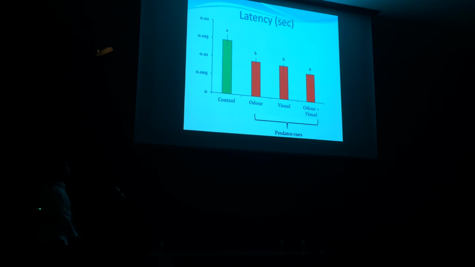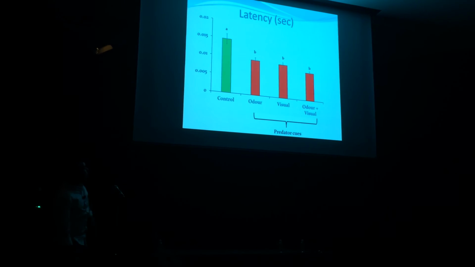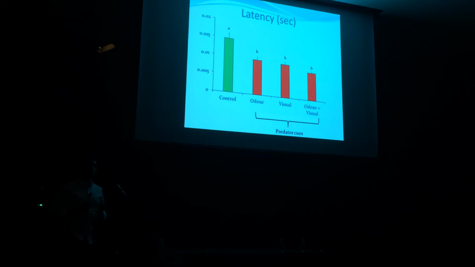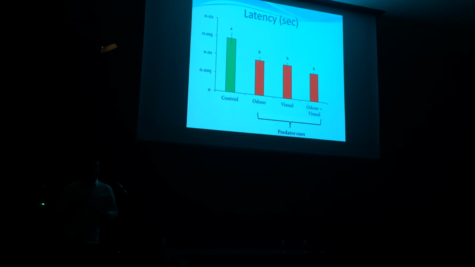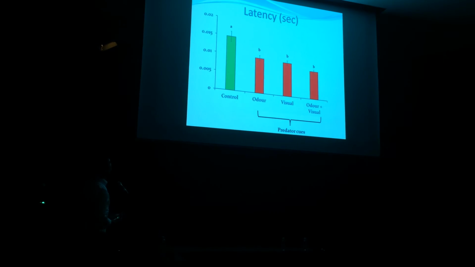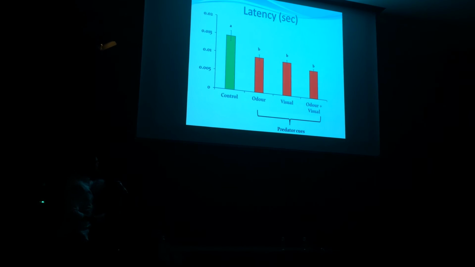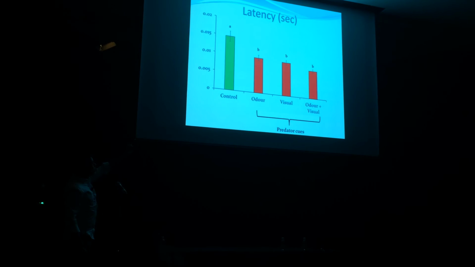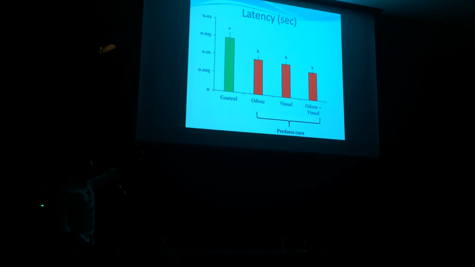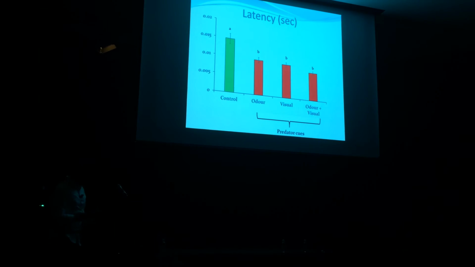Now, with the first graph over here, I've got my control in the green bar and all my predator cues on the right. And what we can see straight away is that once these fish know they're in danger, and there's some sort of predator cue around them, they ramp up their response, so they respond quicker. And if we tease apart the individual predatory cues, with the odor they respond just a little bit slower than visual, and visual just a little bit slower than the combination. So there seems to be a sort of additive effect there, though it wasn't significant.